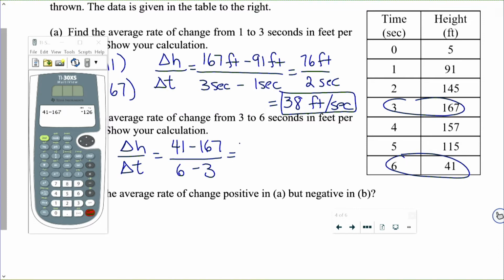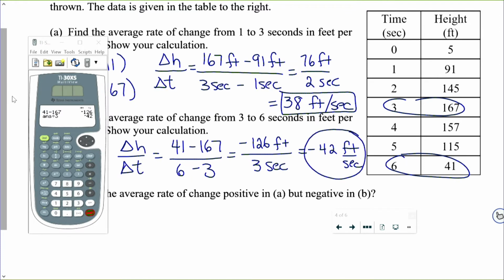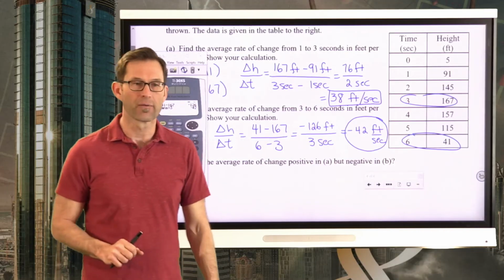And that's going to be negative 126. Now I'll probably put the units on, feet. And of course we've got 3 seconds. So I'm going to just divide that by 3. Hopefully, there we go. And I get negative 42 feet per second. And boy, is it important that you have that negative on there.